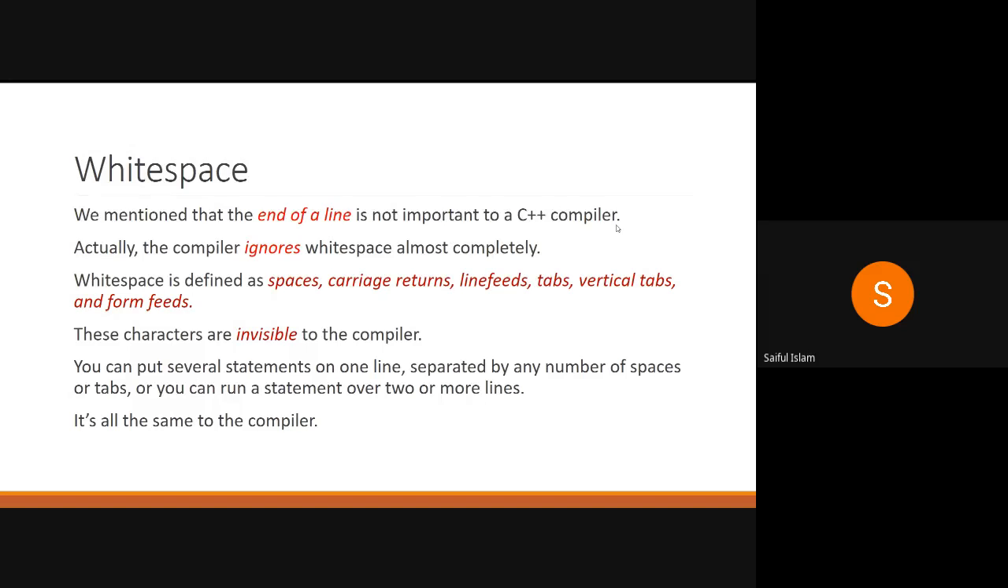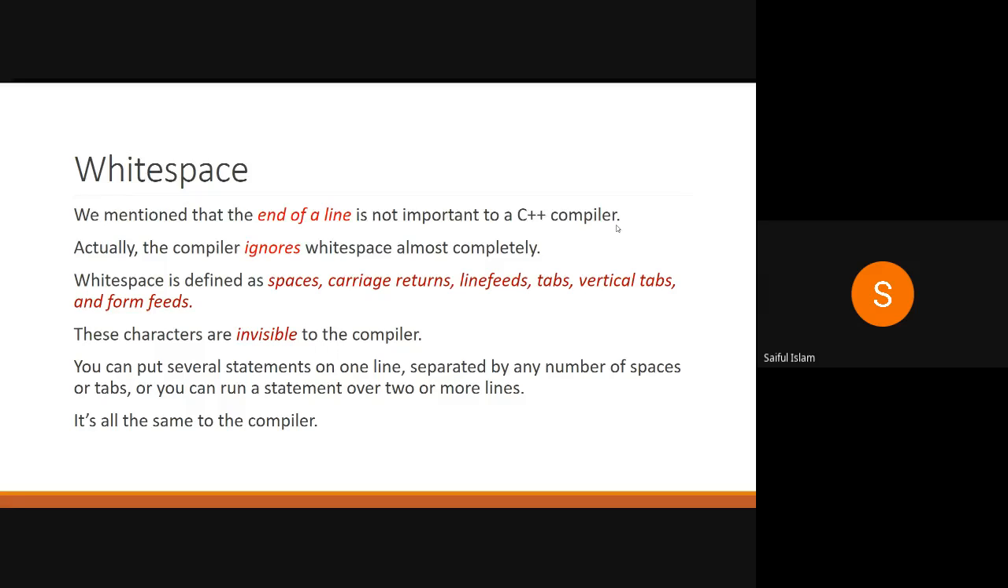Now, the question is: what is white space? White space is defined as spaces, carriage return, line feed, tabs, vertical tab, and form feed. These are basically escape sequences that are treated as white space. So these characters are invisible to the compiler.